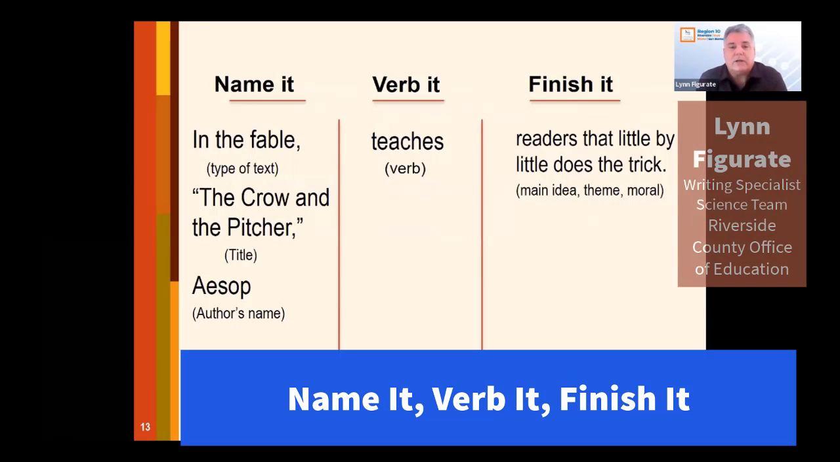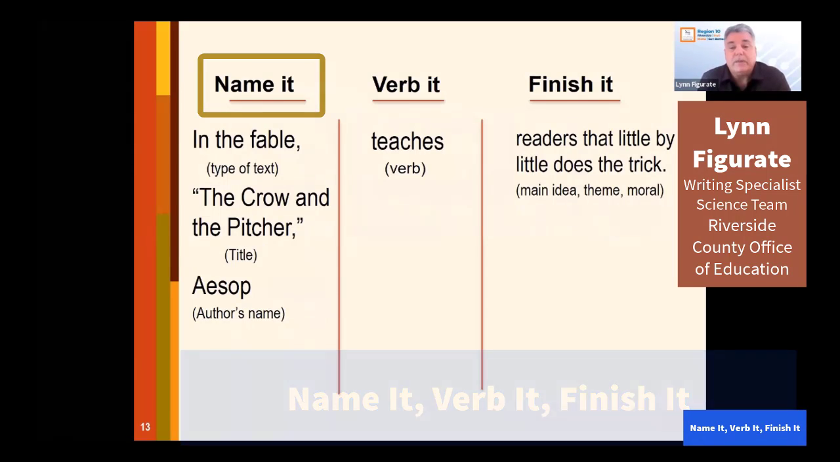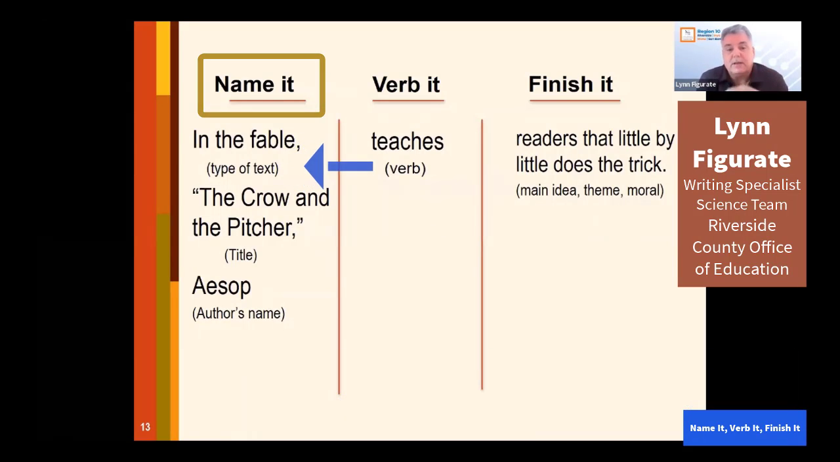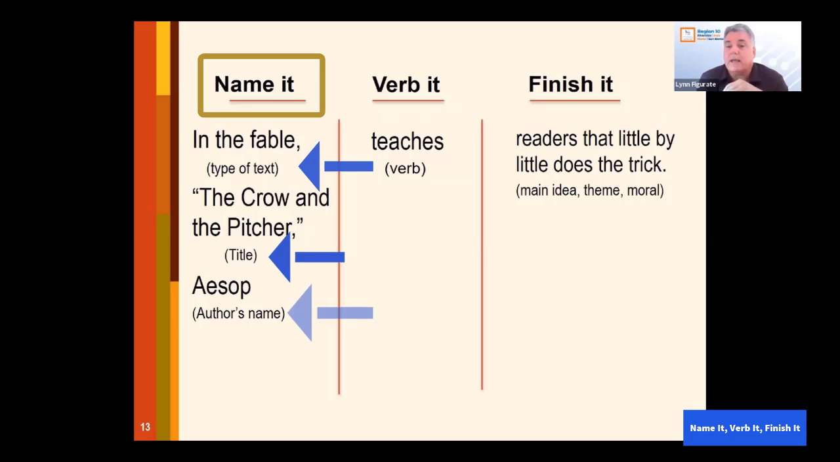In Name It, Verb It, Finish It, there are three parts that we're going to have in the Name It. It's the type of text, the title, and the author's name. Type of text is a really good way of saying that.